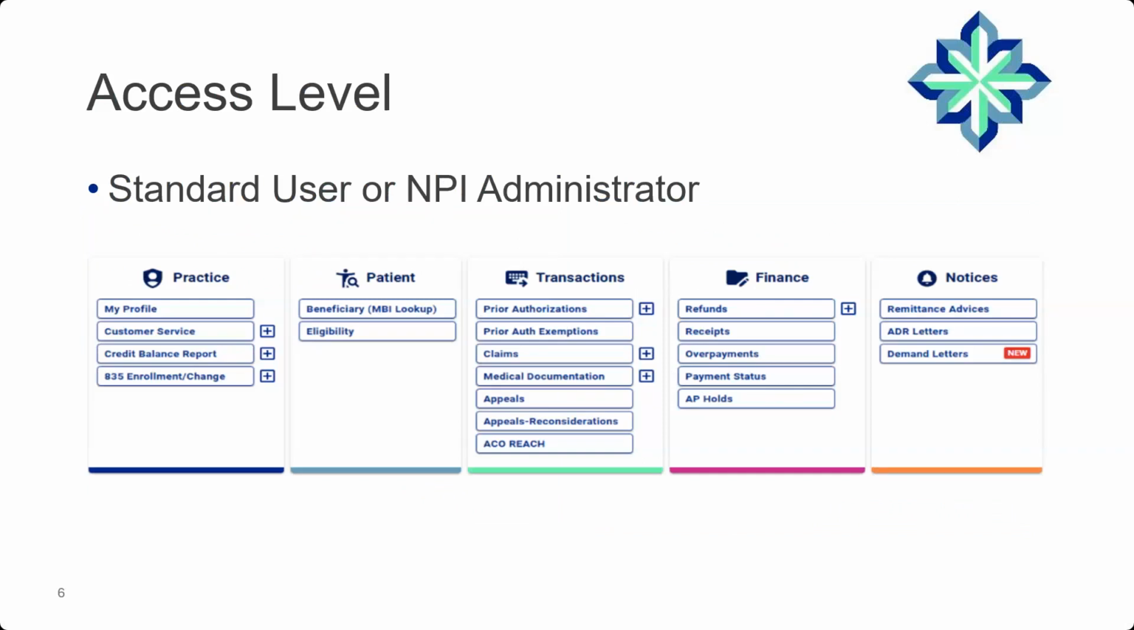Now, the portal has 3 different levels of access: eligibility, standard users, and NPI administrators. Eligibility users have access to verify patient eligibility and contact customer service. So the claims function that we're covering today is not going to be available at this level of access. So the picture shown here is of a standard user's homepage. The NPI administrator homepage looks similar, except they have an extra function that's titled Users, which is going to appear on the practice card. The claims option will be what we're talking about today, and that is the third button on the transactions card.